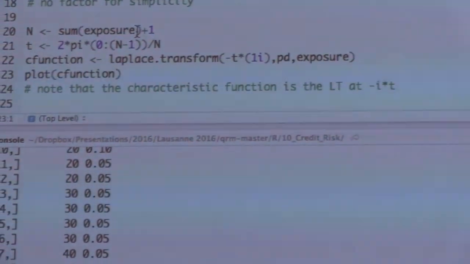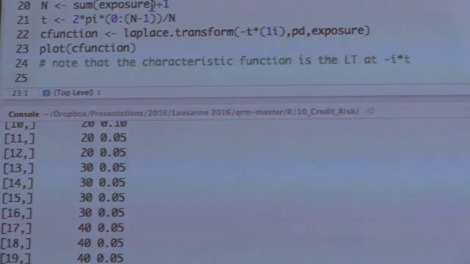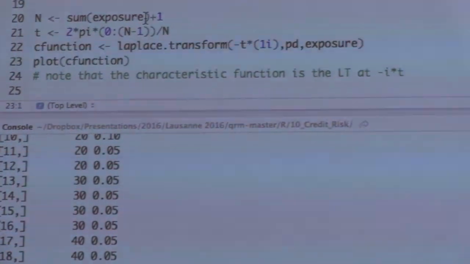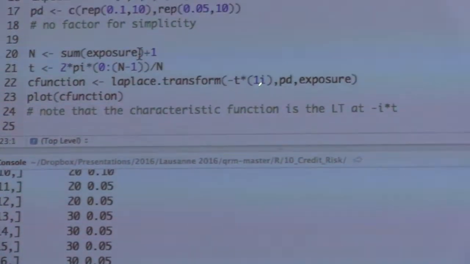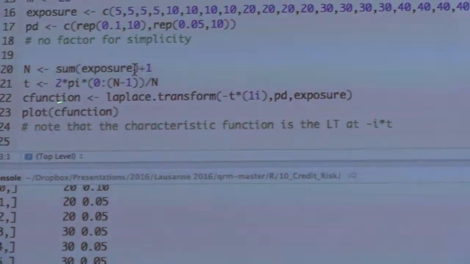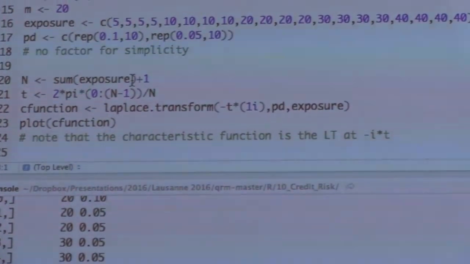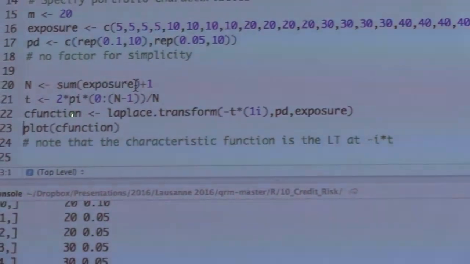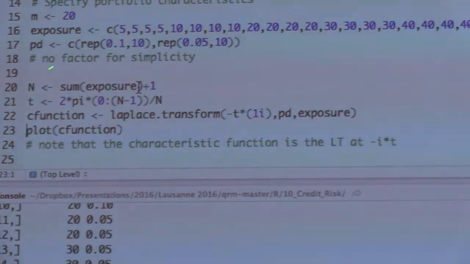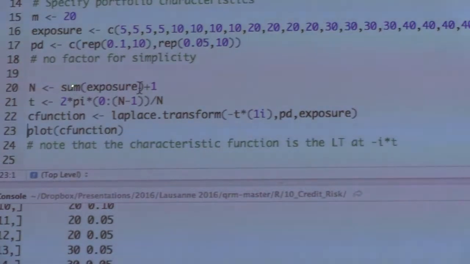Why do you add 1 to exposure? Why do I? Oh, this one here. Oh, because it doesn't really matter too much.